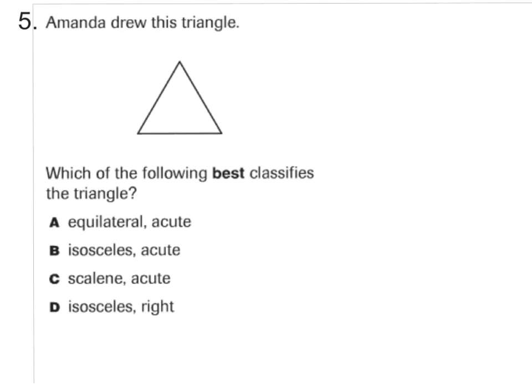Okay, boys and girls, for question number 5, it says, Amanda drew this triangle. Which of the following best classifies the triangle? Look at your 4 choices and press pause, and then we'll check our answers together.